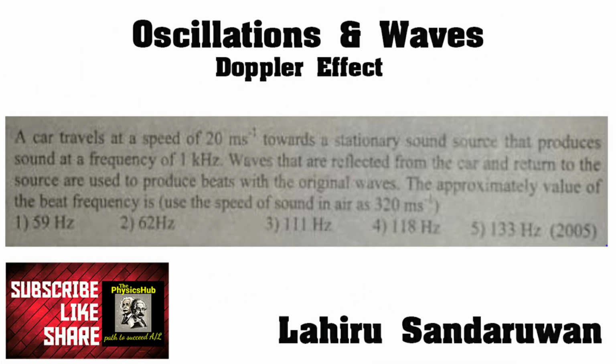The car travels at a speed of 20 meters per second towards a stationary sound source that produces sound at a frequency of 1 kilohertz. Waves that are reflected from the car and return to the source are used to produce beats with the original wave. What is the approximate value of the beat frequency?